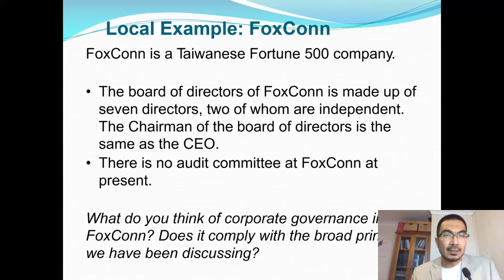Let's do one example. In this example, Foxconn is a Taiwanese Fortune 500 company. It's a massive company in Taiwan, and they also have bases in China. The board of directors of Foxconn is made up of 7 directors, and 2 of them are independent. The chairman of the board of directors is the same person as the CEO, and there is no audit committee at Foxconn at present. What do you think of the corporate governance in Foxconn? Does it comply with the broad principles that we have discussed in this class?